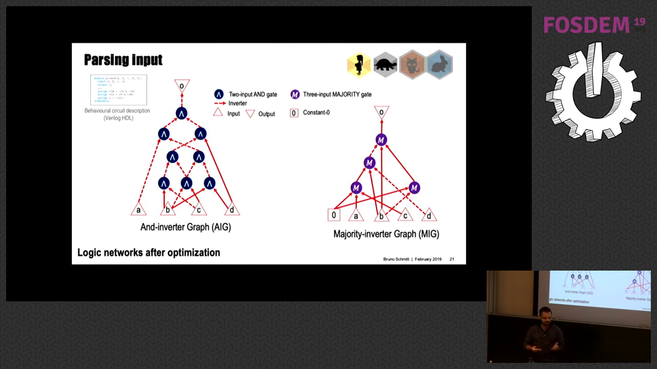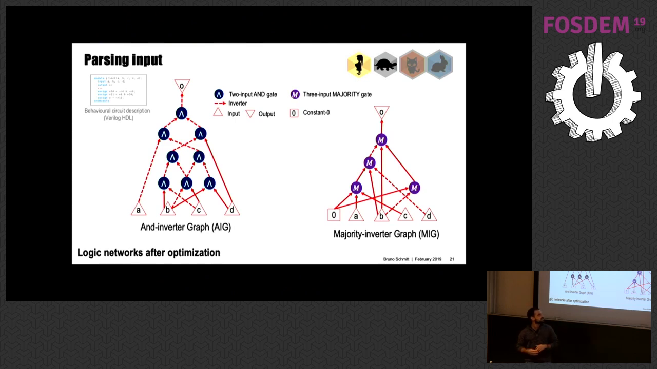By parsing the input, we can get these network representations. On your left, you have an and-inverter graph. You have the inputs at the bottom as the triangles, one output at the top, and a bunch of nodes in between. These are two-input AND gates, and the edges connect those gates. When you have a dashed edge, it means there is an inverter.